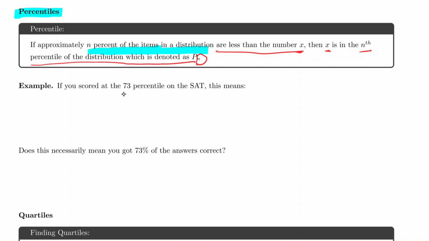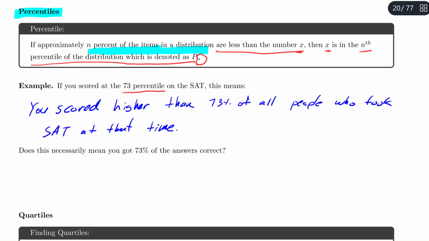If you score in the 73rd percentile on the SAT, this means you scored higher than 73% of all the people who took the SAT at the time. So among all the people, you scored higher than 73% of all people who took it. If you're at the 99th percentile, that means you scored higher than 99% of all people who took the SAT at the same time. So it's comparing the data within other data in that set.